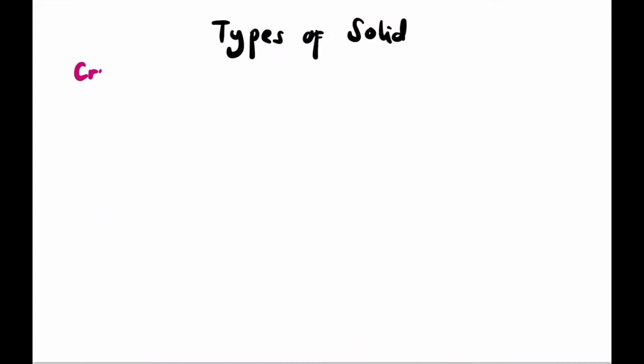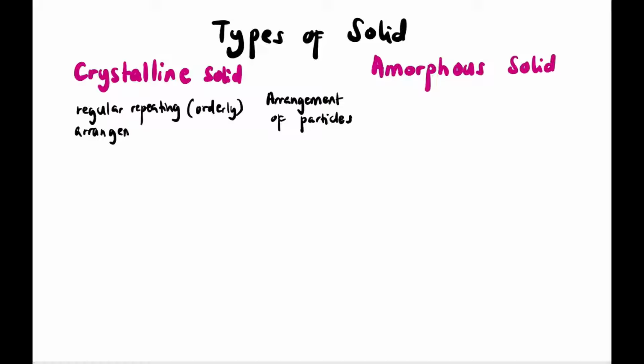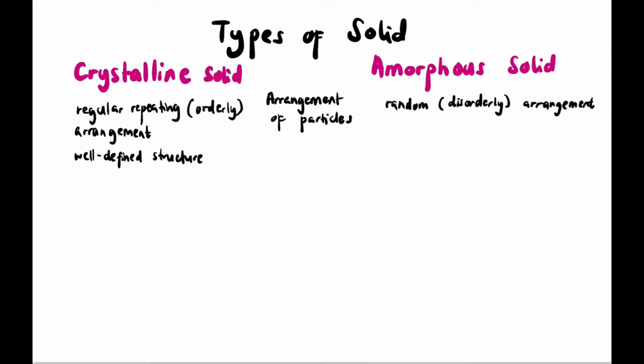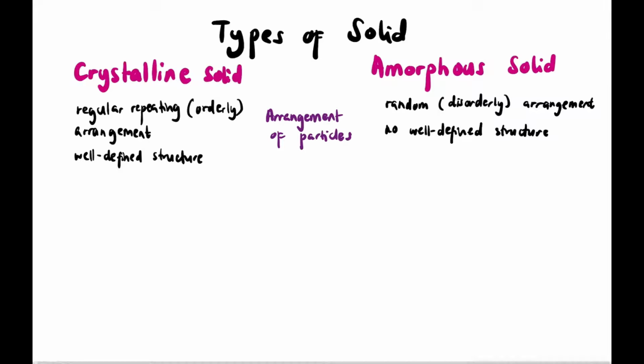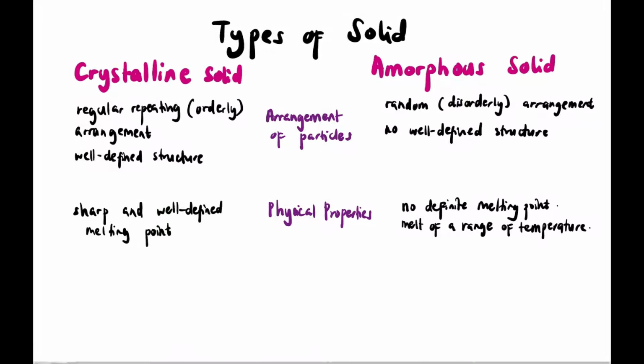Now let's have a look at the types of solid. We have crystalline solid and also amorphous solid. Let's compare the properties of these 2 types of solid. In terms of arrangement of particles, crystalline solid particles are regularly repeating in order with a well-defined structure. Amorphous is more random, disordered, and has no well-defined structure. In terms of physical properties, crystalline solid has a sharp and well-defined melting point, fixed. But amorphous solid has no definite melting point and can melt at a range of temperatures.